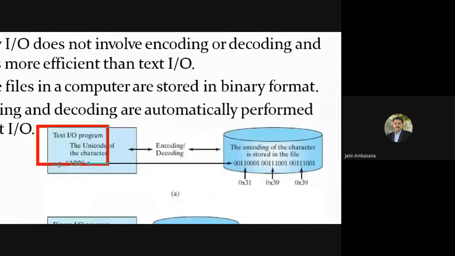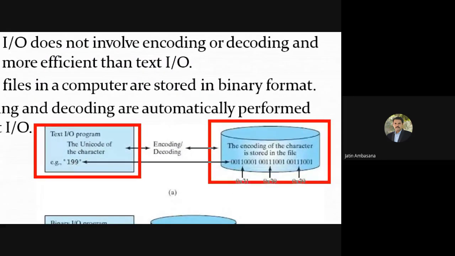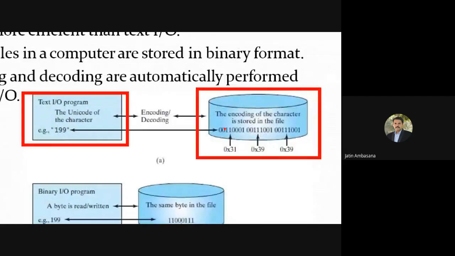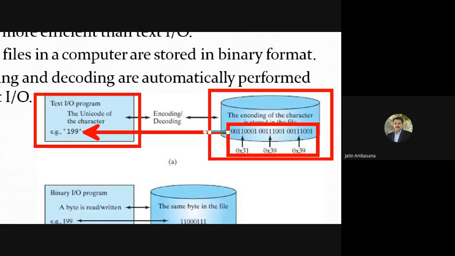So it's something like this. When a program is performing I/O with, let's say, a storage device, if it is reading characters, then it needs to encode those characters after reading them. If it is writing, then it needs to decode. After encoding these values, they get converted into a simple 199 string. This is just a sample.